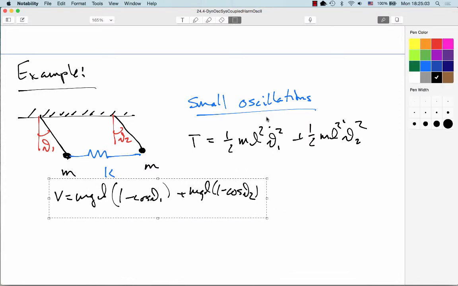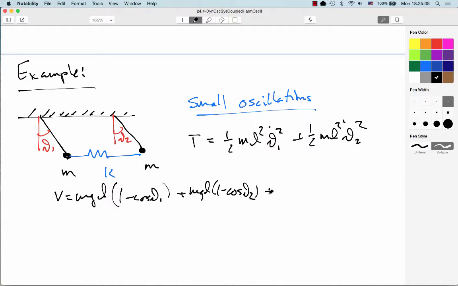I need to move that a bit. Plus, we have a coupling term now, plus 1/2 k, and this is why we need the small oscillations here, because we don't want this to pitch up too much in angle. So if we keep it small, we can say this distance is equal to L theta 1 here, and this distance here is L theta 2. So we can say that the total stretch is L times theta 2 minus theta 1. Square that, we get L squared times theta 2 minus theta 1 squared.